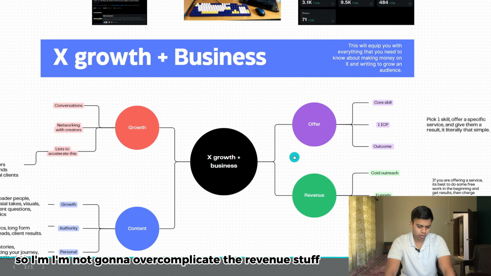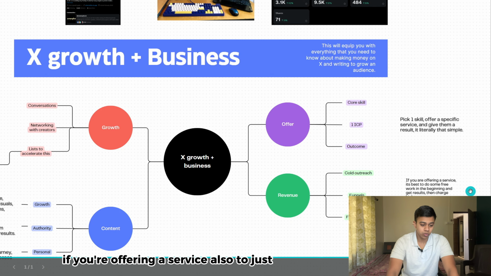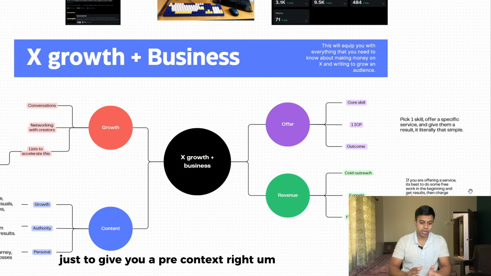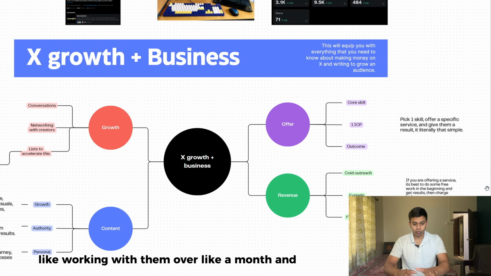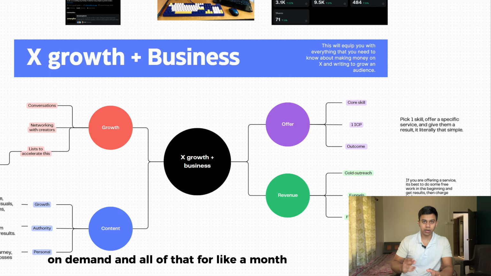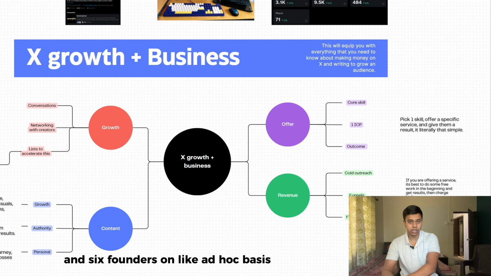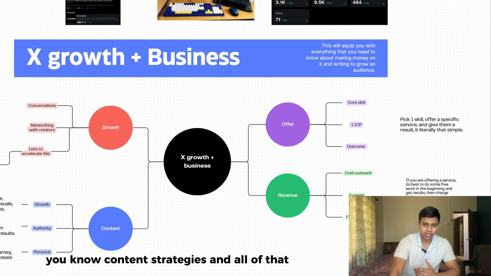So I'm not gonna overcomplicate the revenue stuff because it is pretty simple, right? If you're offering a service, also just to give you a pre-context, I've worked with around four founders full time, working with them over a month and attending calls on demand for a month, and six founders on an ad hoc basis, which is basically just creating content schedules and content strategies for them.